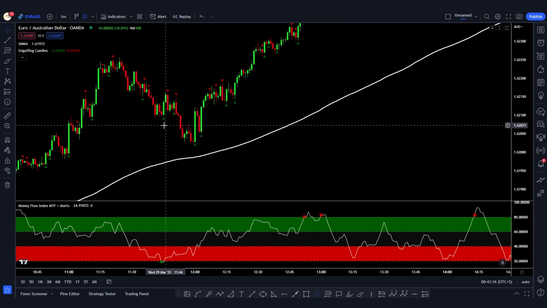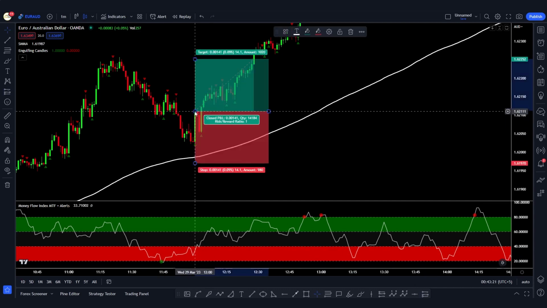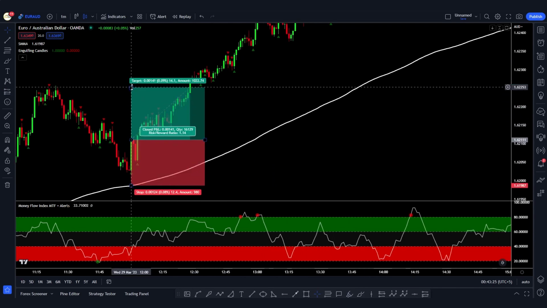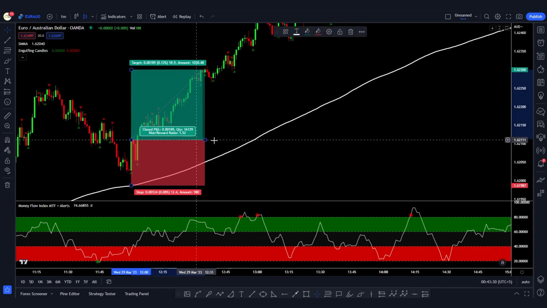So we can go ahead and take a long position at the close of this candle here, and we'll be again targeting 1.5 risk to reward ratio by putting our stop loss below this SMA line. And again, here we can see our take profit level has been hit. So this trade is again a profit of 1.5 risk to reward ratio.